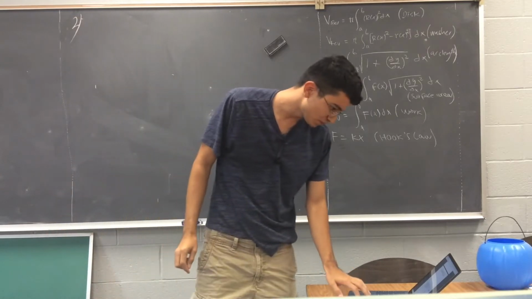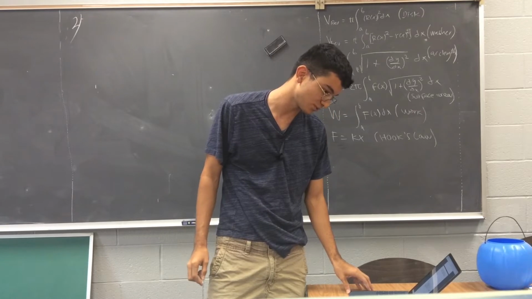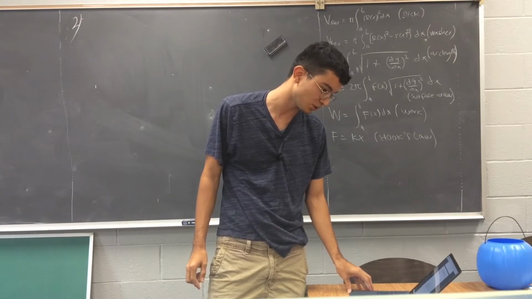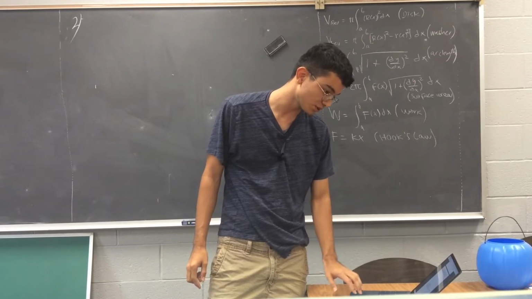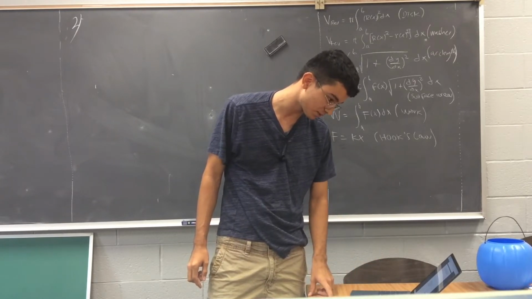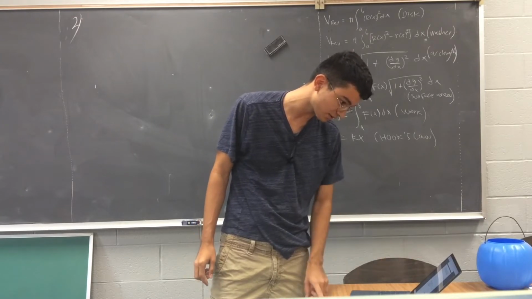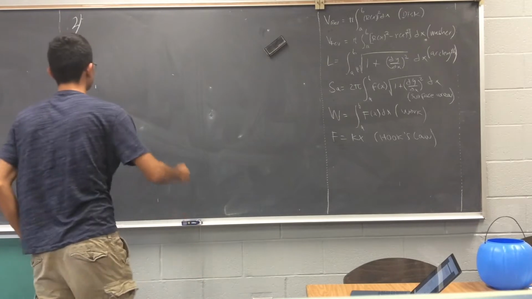Question 2 says, suppose that a spring has a natural length of 1 foot and that a force of 10 pounds is required to hold it compressed to a length of 6 inches. How much work is done in stretching the spring from its natural length to a total length of 2 feet? Well, let's try to make a picture of this.